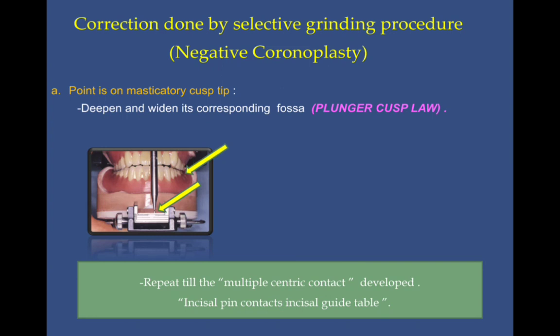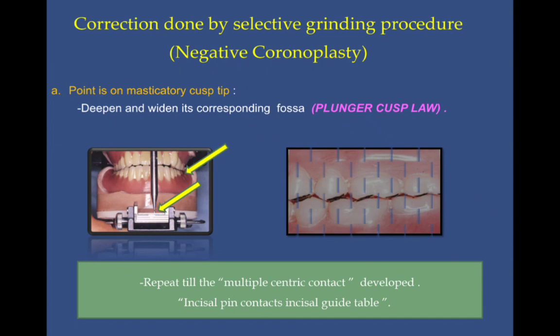We are going to deepen the fossa, and we are not going to reduce the cusp. So this law should be followed, the Planger cusp law. Elimination of the cusp is not advisable over here. We need to deepen the fossa. We need to repeat this until the pin in the centric relation touches the incisal guide table. So we need to repeat this till it touches the guide table.